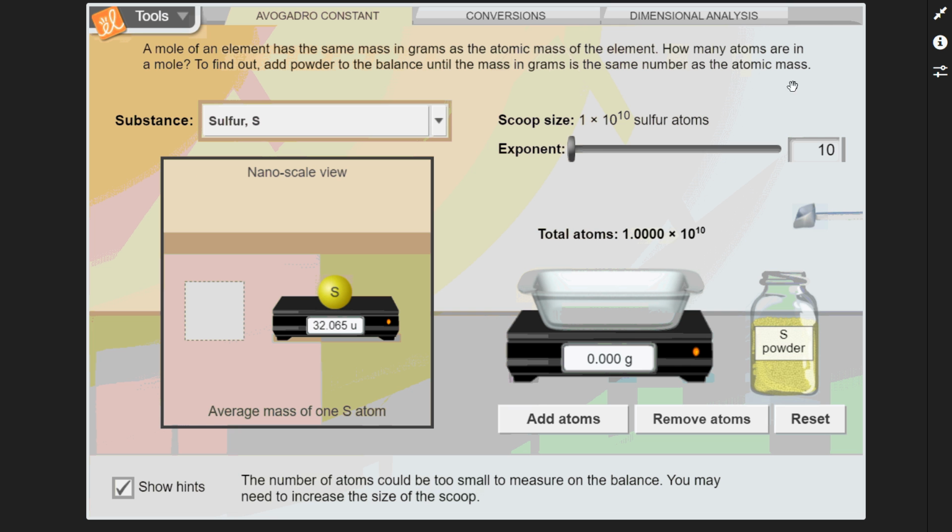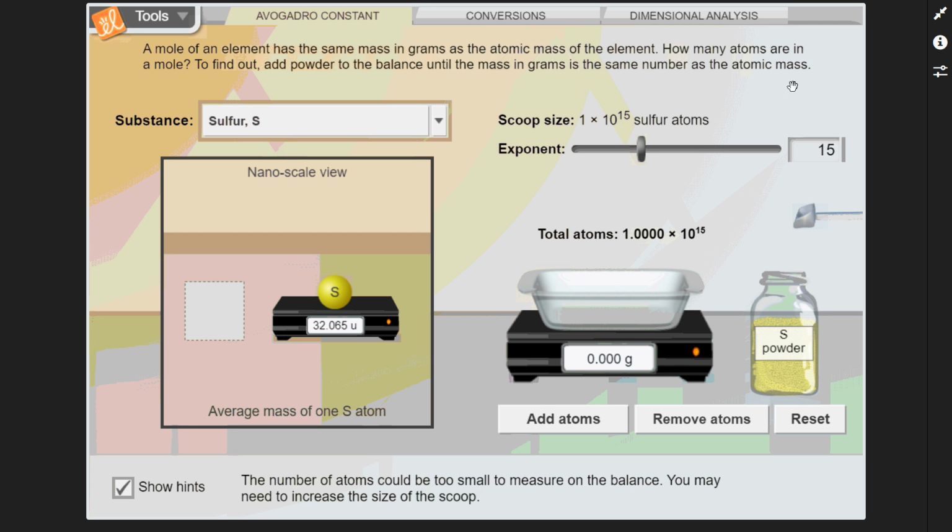What if I was to add, let's go up to maybe a million billion. So a million billion, 1 times 10 to the 15th sulfur atoms. That must be a lot. How much would they weigh? Oh, still no sign of any mass being registered. So obviously, there are a lot of atoms in a gram.